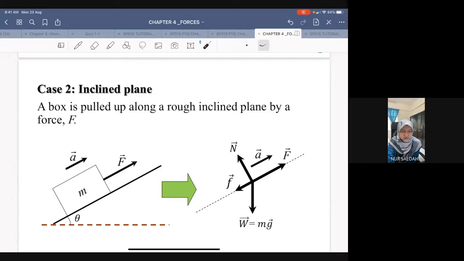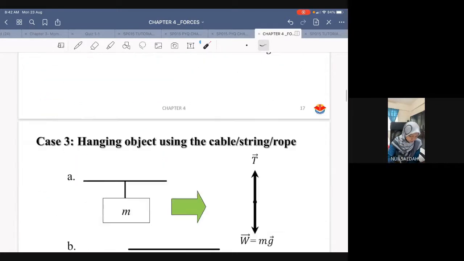Confused tak? Boleh. So korang kena normal reaction force sentiasa perpendicular with the plane. Weight is downward. Jangan buat bengkok pula weight awak ya. Jangan buat bengkok. Okay, weight is solely downward ke bawah. Normal reaction yang perpendicular to the surface.